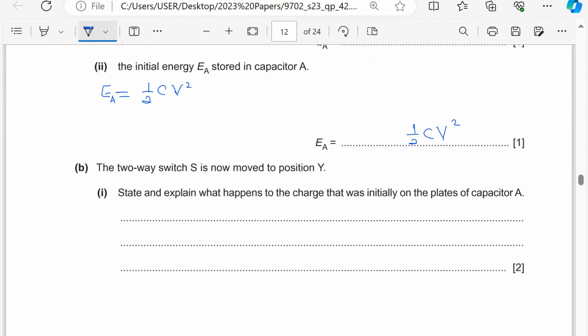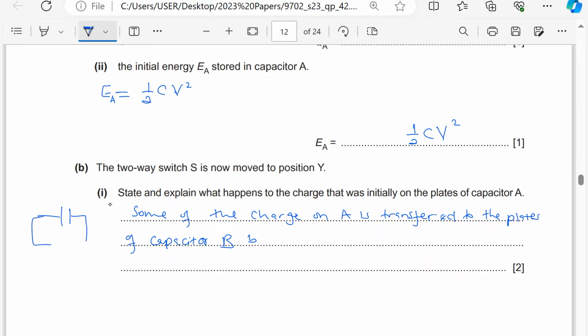So set and explain what happens to the charge that was initially on the plates of capacitor A. So we are going to say some of the charge on A is transferred to the plates of capacitor B. So some of the charge on A is transferred to capacitor B because the PD across the capacitors are not equal, and yet they are connected.